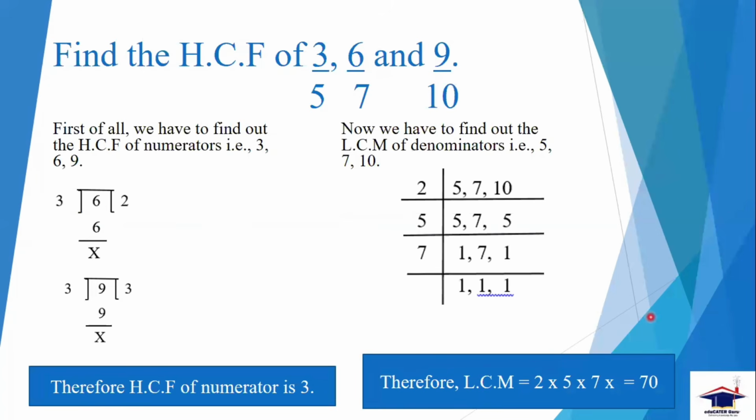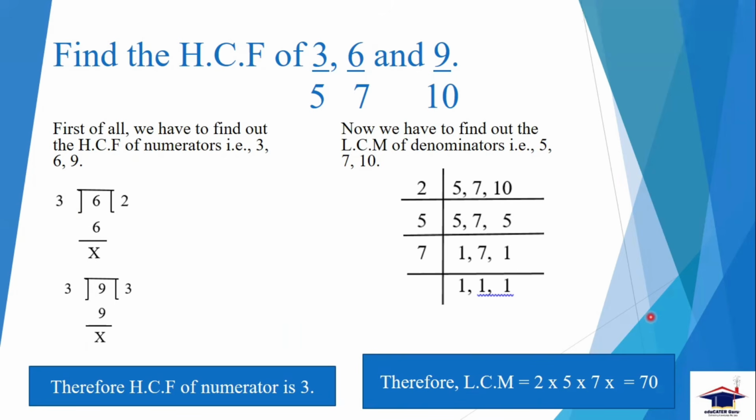Find the HCF of 3 by 5, 6 by 7 and 9 by 10. They have asked for HCF, so you have to consider the numerators first and do the HCF for the numerators. Here the numerators are 3, 6 and 9. When there are three numbers, you first consider two numbers and find their HCF, and the last divisor of those two numbers will be considered with the third number to find the HCF.